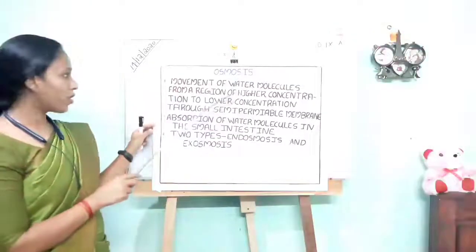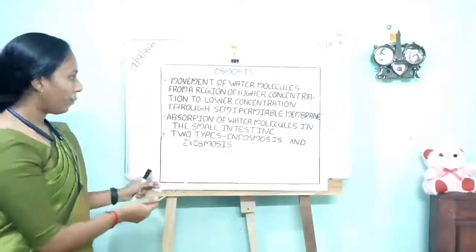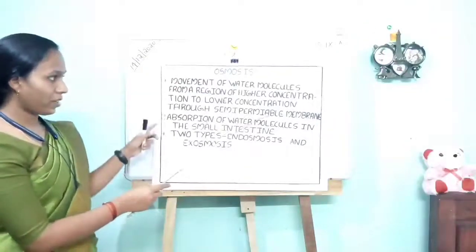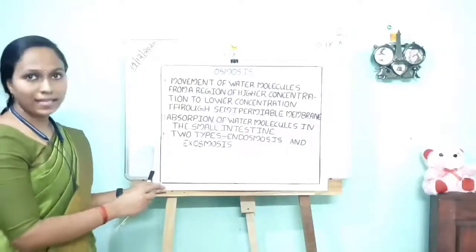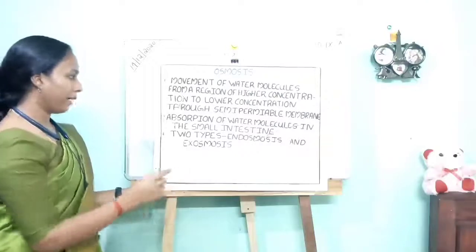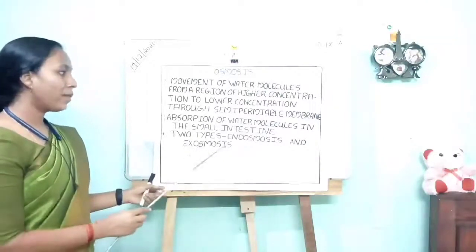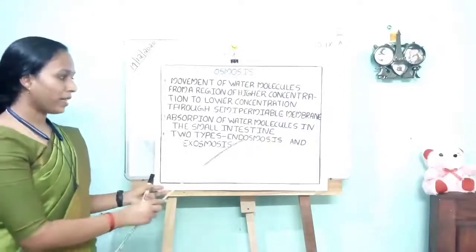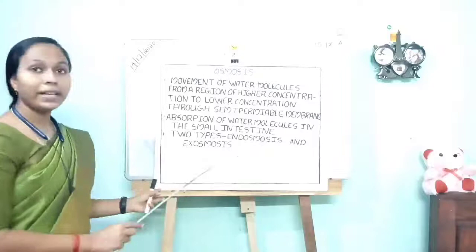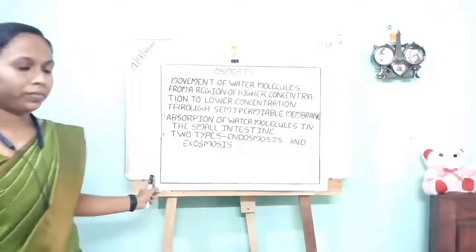Next is osmosis. It is a movement of water molecule from a region of higher concentration to a lower concentration through semi-permeable membrane. Example, absorption of water molecules in the small intestine. Two types of osmosis, that is endosmosis and exosmosis. Are you clear? Okay, very good.